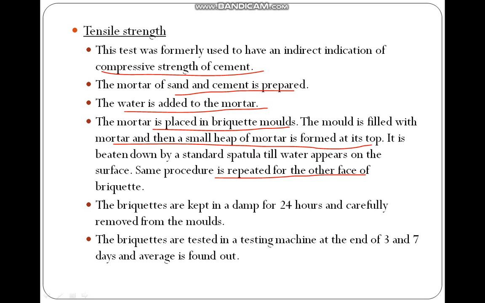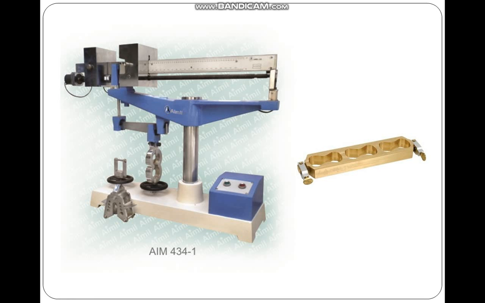The briquettes are kept in damp conditions for 24 hours and then the molds are carefully removed. The briquettes are tested in the testing machine at the end of 3 and 7 days. The average is found. So this is the briquette mold. So 3 briquettes from the mold are from the same sample. So this is the briquette testing machine, and indirectly it measures the compression strength.